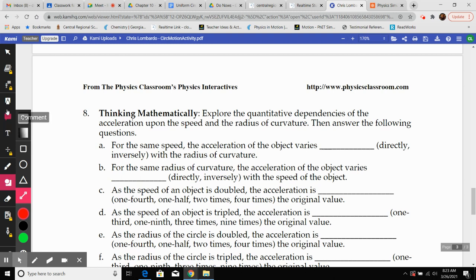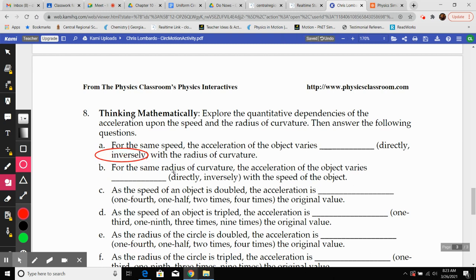We can do shapes. Let's go circle, and let's write inversely.